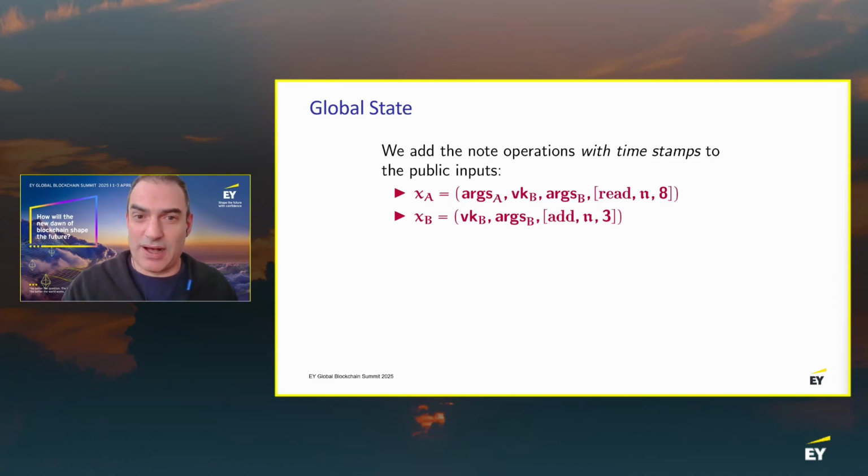So, for example, if A read the note N at timestamp 8, we'll add this tuple read N8 to the public inputs of A. And if B added note N at timestamp 3, we'll add this tuple add N3 to the public inputs of B.